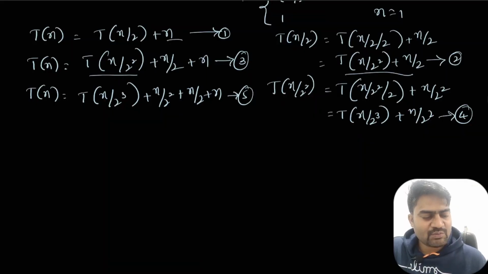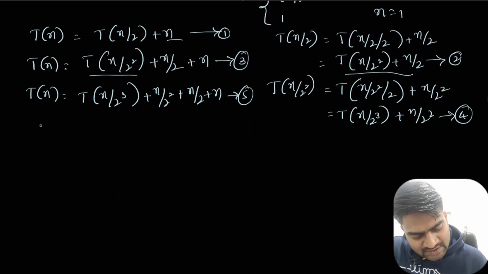If I keep on doing the same, I will get so many values. So now it is at a position where we can generalize this equation. If you see this, n by 2 to the power 3 plus n by 2 square plus n by 2 plus n.